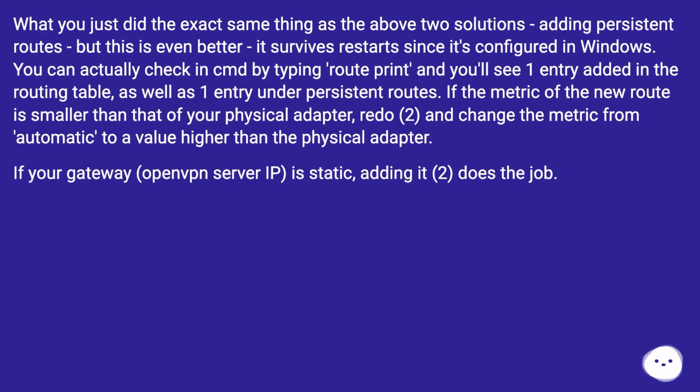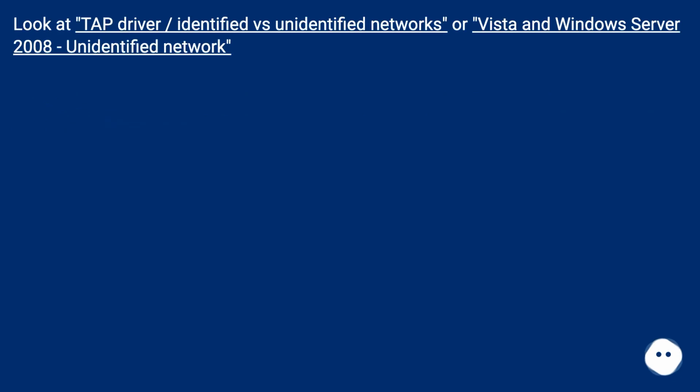What you just did is the exact same thing as the above two solutions, adding persistent routes, but this is even better, since it survives restarts because it's configured in Windows. You can actually check in CMD by typing route print and you'll see one entry added in the routing table, as well as one entry under persistent routes. If the metric of the new route is smaller than that of your physical adapter, redo step 2 and change the metric from automatic to a value higher than the physical adapter. If your gateway OpenVPN server IP is static, adding it does the job. Look at: TAP driver, identified vs. unidentified networks, or Vista and Windows Server 2008 unidentified network.